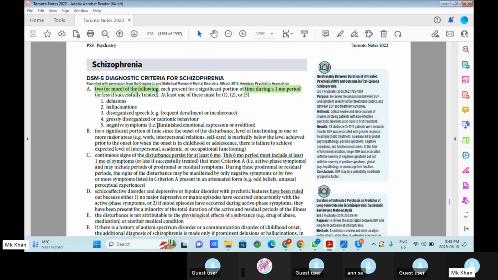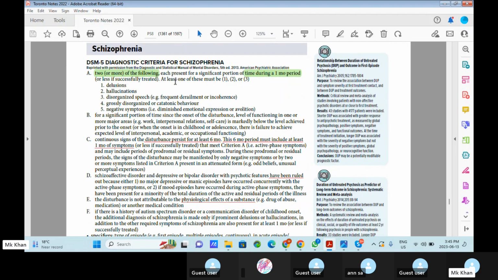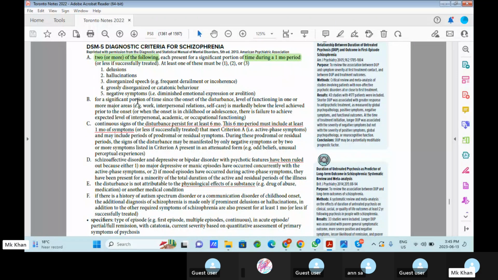Then, what is the criteria for schizophrenia? This is the main one. The first thing is, in these five things, two or more of the following, each present for a significant portion of time during a 1 month period or less, if the patient is successfully treated. At least one of these must be one, two, or three: delusion, hallucination, and disorganized speech. So there must be one of these symptoms present, and then the next two are grossly disorganized or catatonic behavior and negative symptoms.